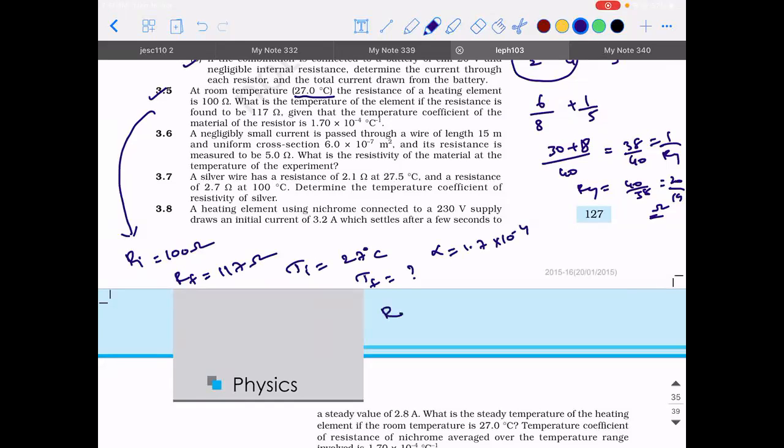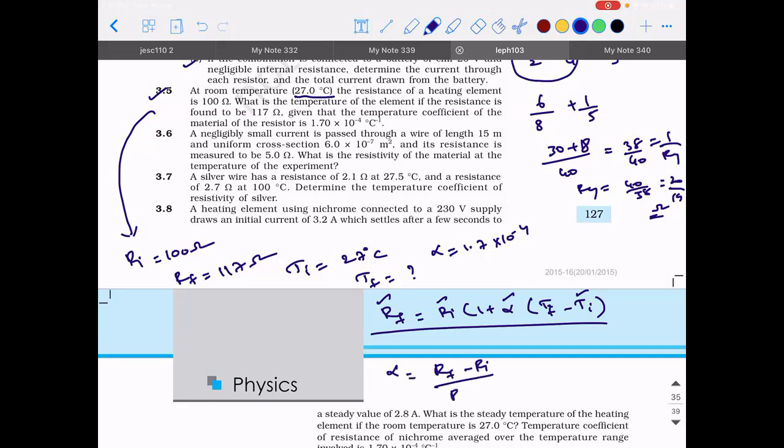What is the formula? R final is equal to R initial into 1 plus alpha into T final minus T initial. You know R final, R initial, alpha, T initial. So one unknown, one equation, substitute and find out the answer. Either this one is the formula, or you can use alpha is equal to RF minus RI divided by RI into TF minus TI.